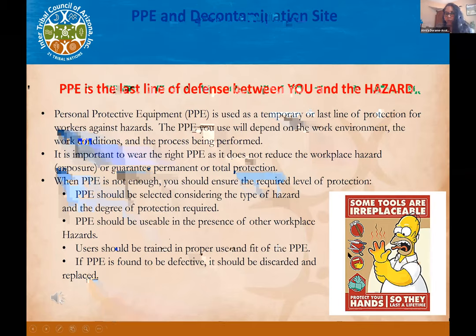PPE and decontamination site. PPE is the last line of defense between you and the hazard. Personal protective equipment is used as a temporary or last line of protection for workers against hazards. The PPE you use will depend on the work environment, the work conditions, and the process being performed. It is very important to wear the right PPE and make sure that it fits right, as it does not reduce the workplace hazard exposure or guarantee permanent or total protection.